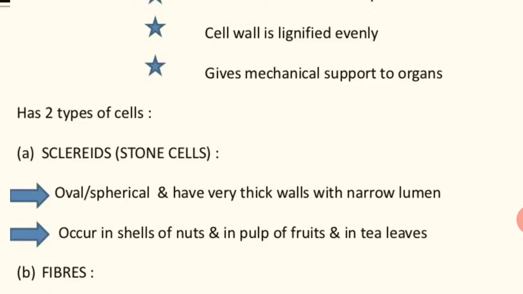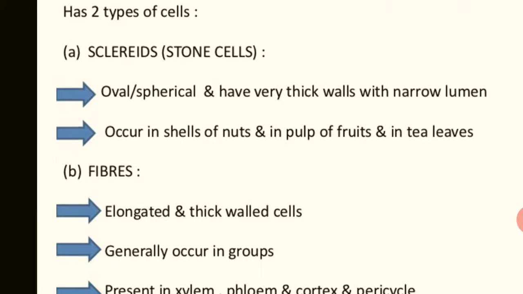and sometimes in the pulp of fruits, in tea leaves also. Pulp of fruits means in the guava also, guava fruits. You can find in the pineapple also a very gritty appearance in the pulp. It is due to the presence of these stone cells.